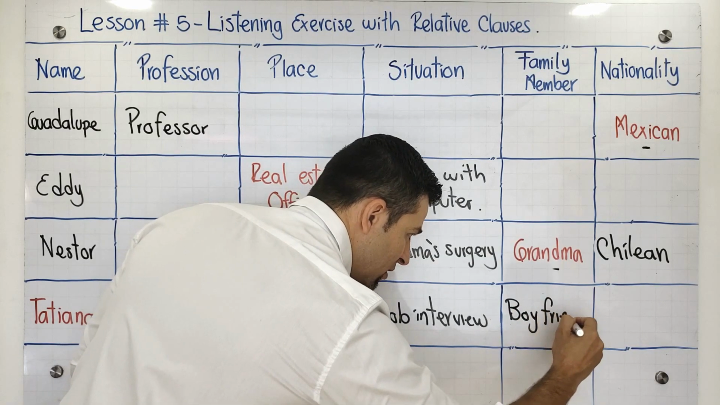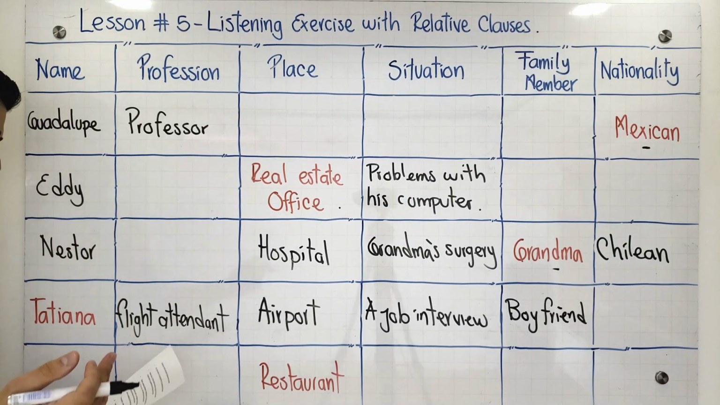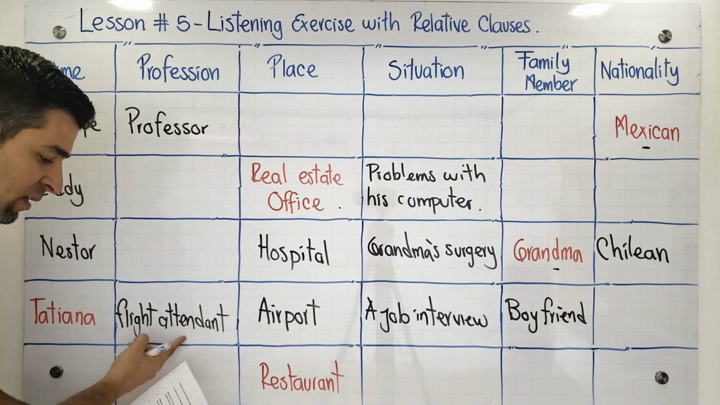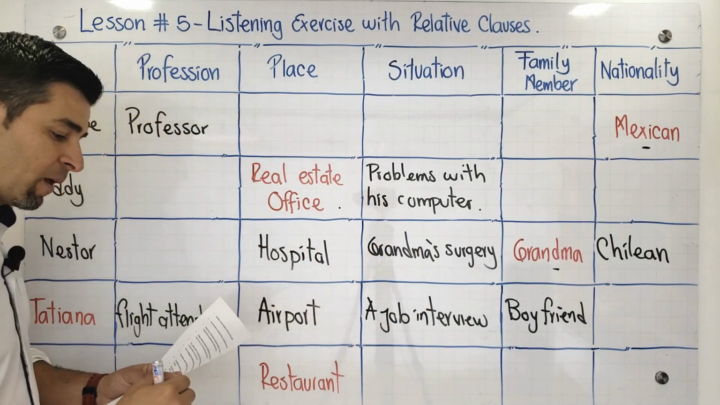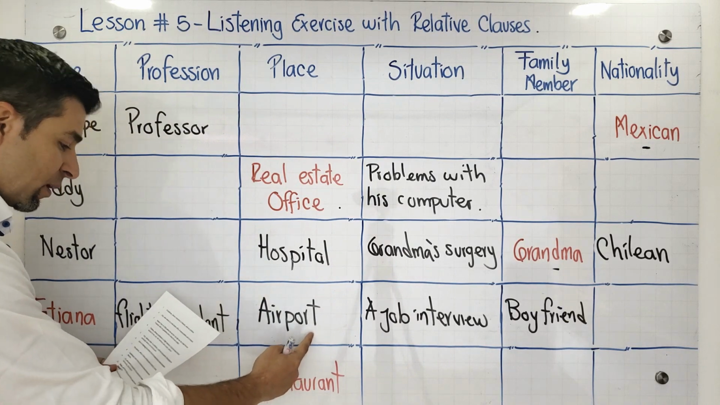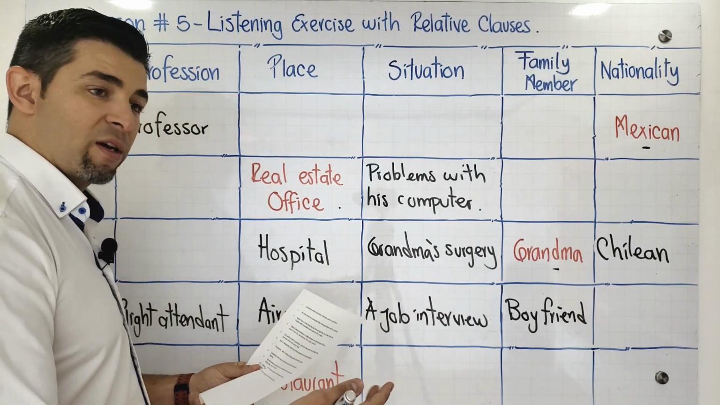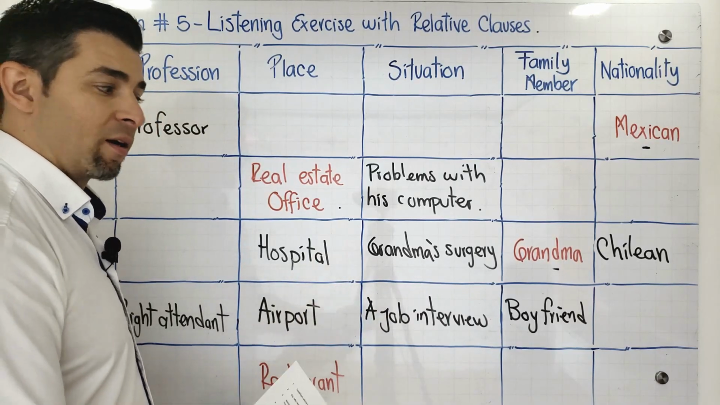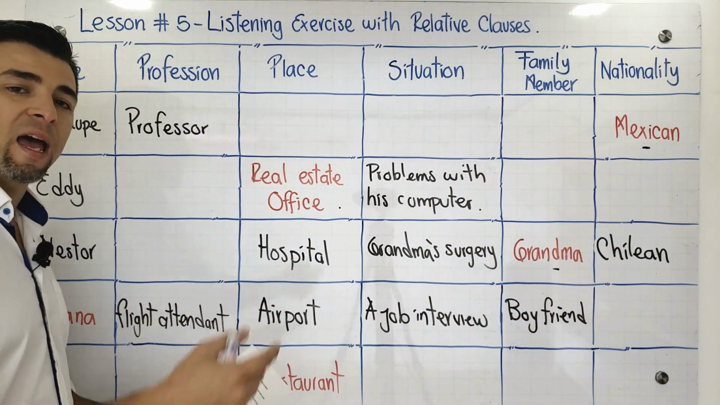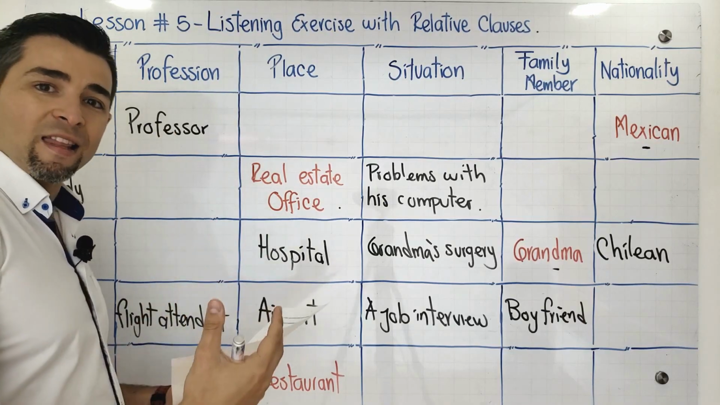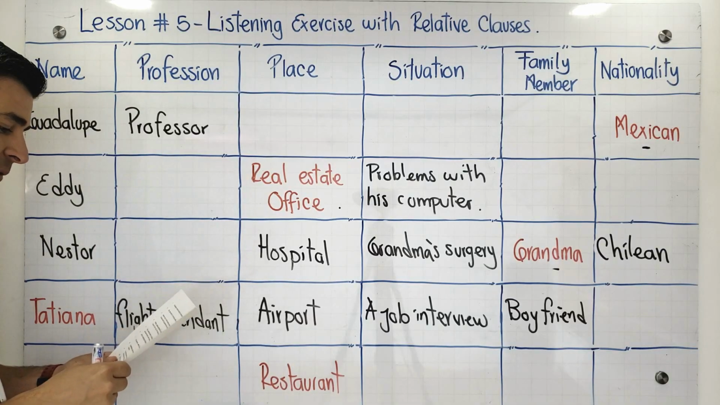I'm going to read it once more for you to analyze it much better. Look at this. Tatiana, who is a flight attendant, this is the profession, is at a job interview, the situation, at a local airport in our city. Her boyfriend, who is a pilot, the other profession of the boyfriend, is with her. So we're not mentioning the nationality yet. That's number 4, guys, and this is going to be number 5, and this is the last one because I'm going to be with you until this sentence. Listen to me carefully, please.